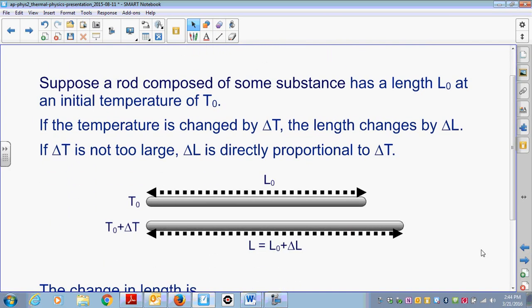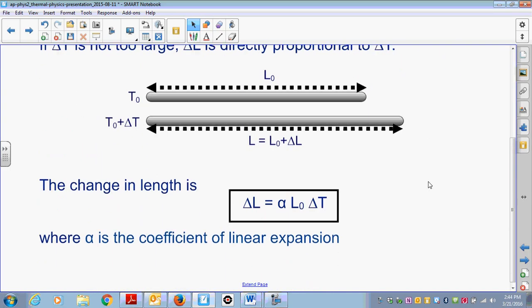Suppose a rod composed of some substance that has a length L naught at an initial temperature of T naught is given to you. If the temperature is changed by delta T, the length also changes by delta L. If delta T is not too large, delta L will be directly proportional to delta T. The change in length would be defined as delta L is equal to alpha L naught times delta T, where alpha is the coefficient of linear expansion for that metal. You would have to find out the coefficient of linear expansion from a chart online or in the textbook.